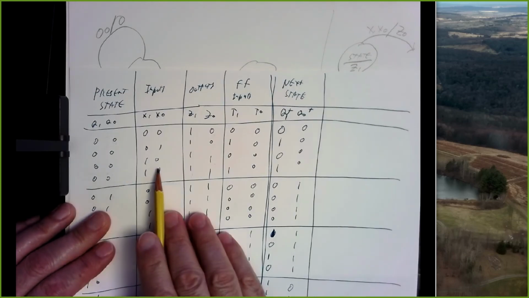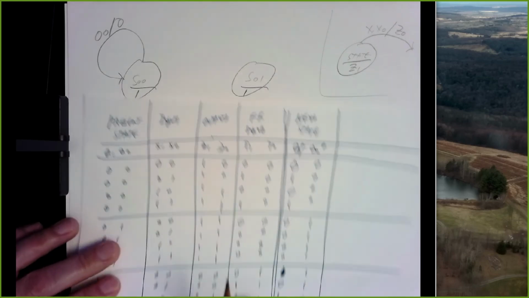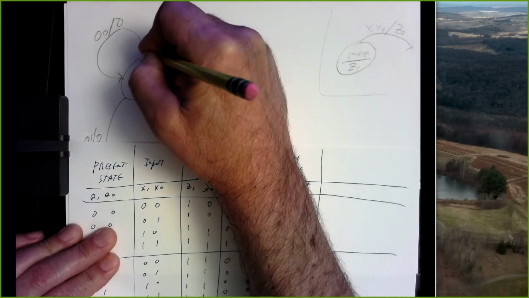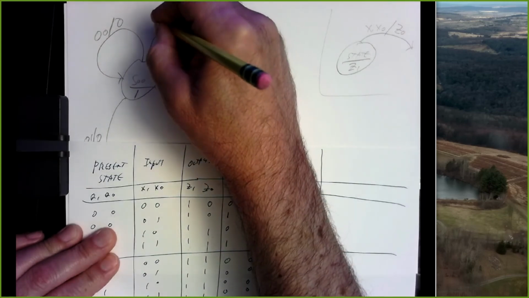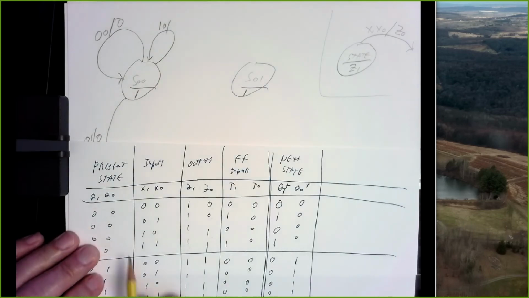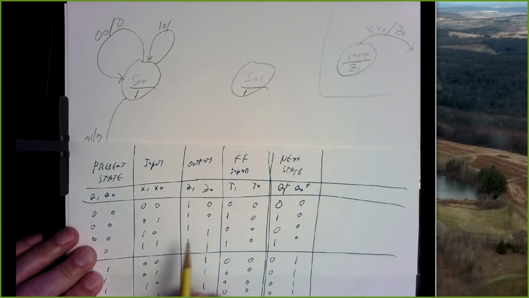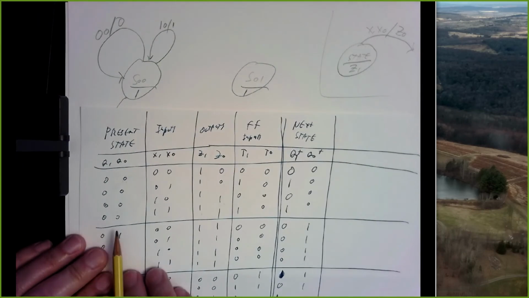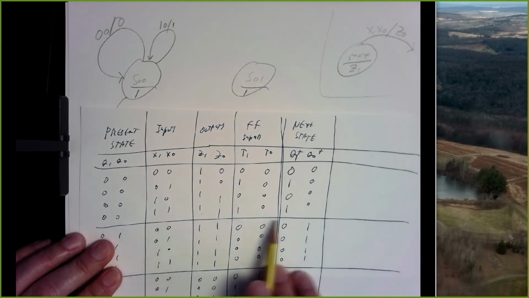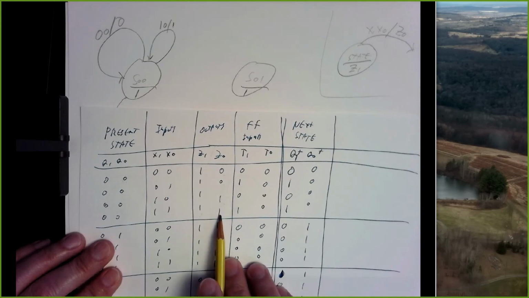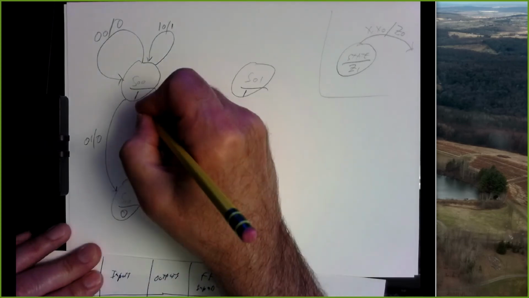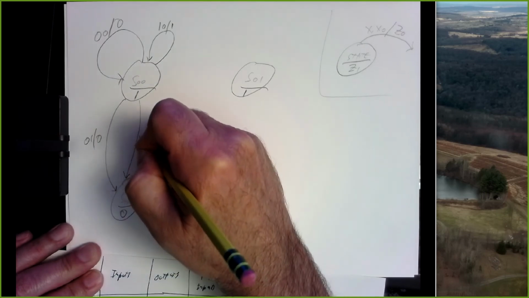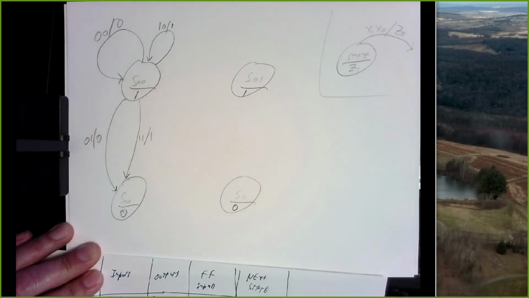If you're in 0, 0 and your input is 1, 0, you stay in state 0, and in that case your output Z0 is a 1. And if you're in 0, 0 and your inputs are both 1s, you're going to go to state 2 and your output Z0 will be a 1. So we'll have another arrow here which says if your input is 1, 1, then your output's a 1 and you go to state 2.